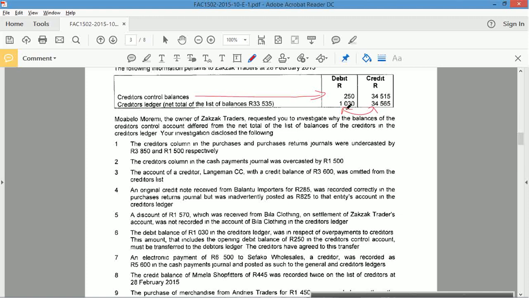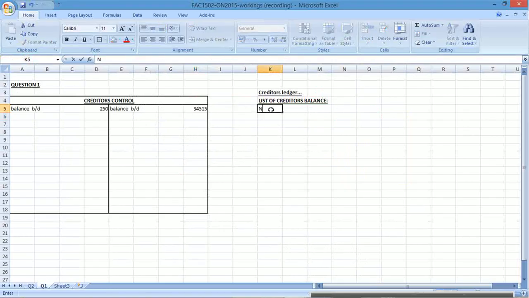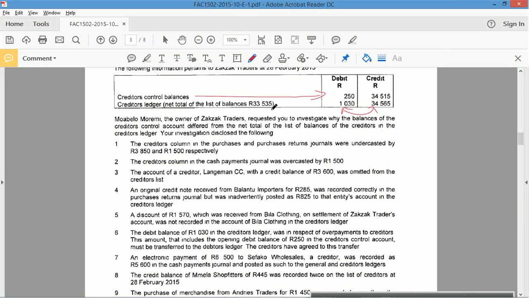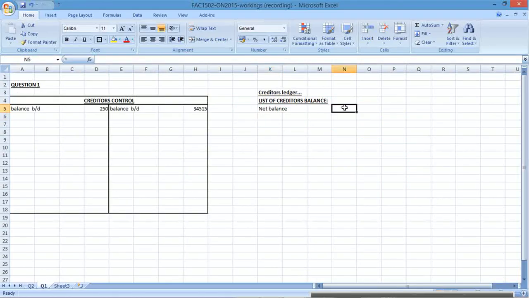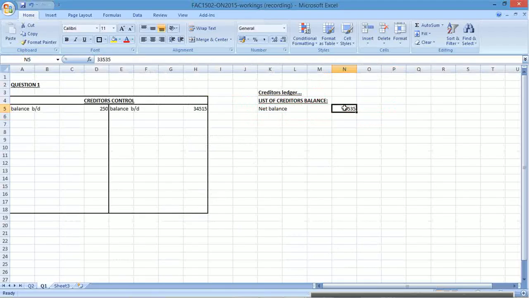You can check it on the calculator. 34,565 minus 1030, what do you get? You should get the same amount. This minus that. 33,535, yes. See, there it is. So they gave you the net amount, these two amounts subtracted. So I'm just going to put that in. 33,535. There's the figure. So there's my net balance. That's what I started with, the credit minus the debit.